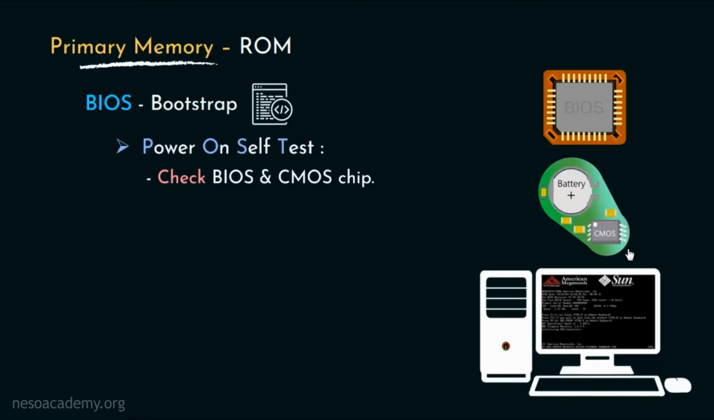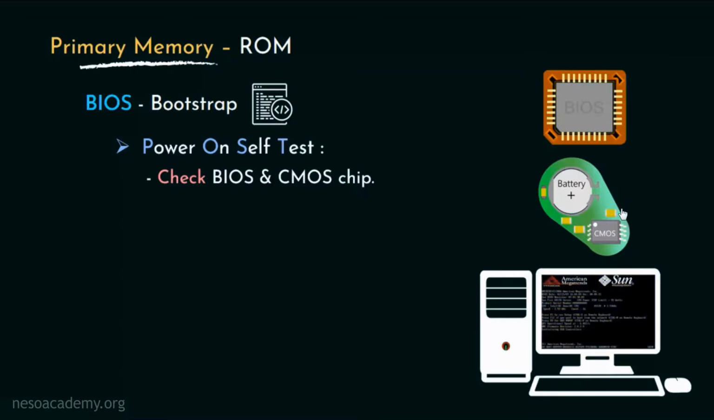If you notice, in this POST screen at the bottom of the screen, either the delete key or any of the function keys is prompted. Pressing that, we can get to this screen, where some of the modifications like date and time settings, boot sequence, etc. can be configured. However, these all will be reset if we remove the CMOS battery.